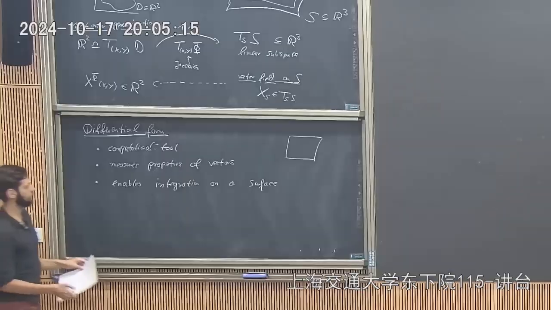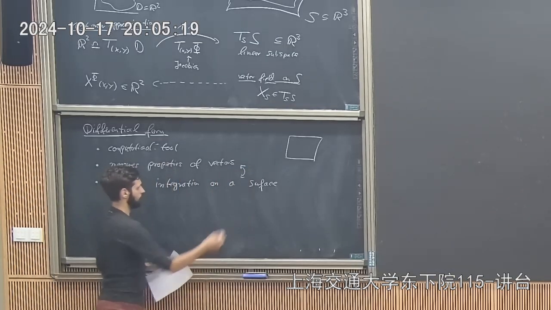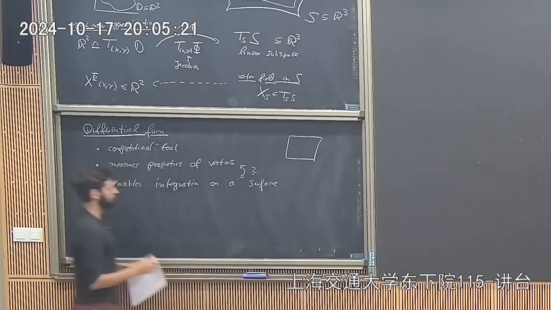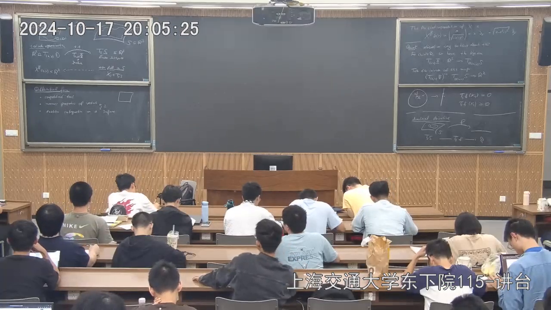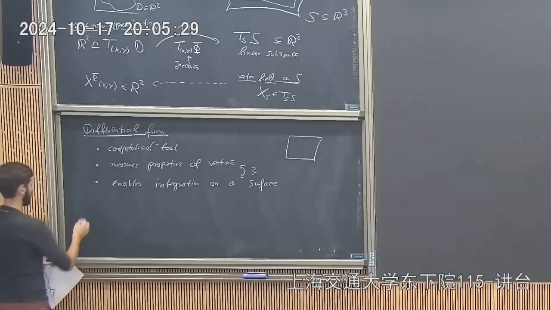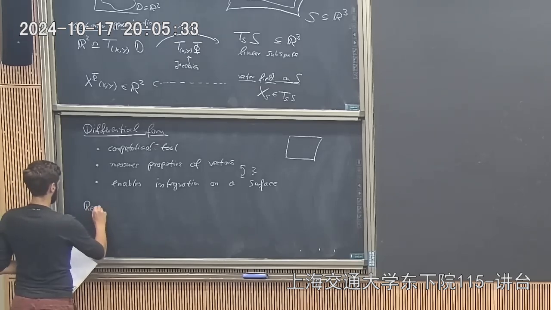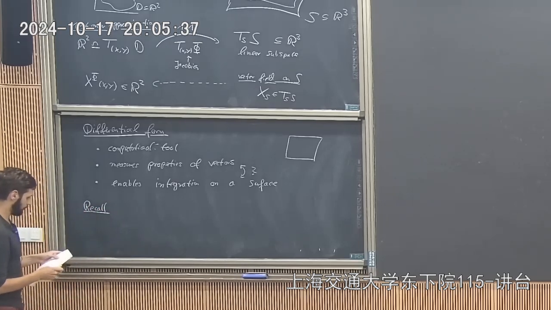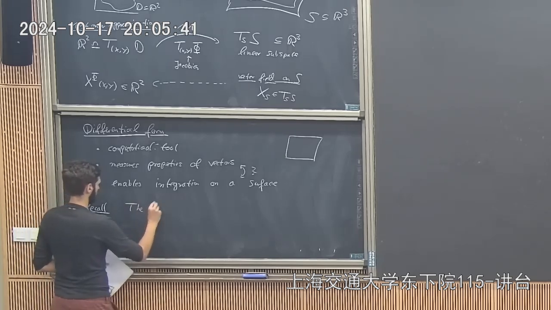And to see how both of these properties are related, a differential form is something that measures certain properties of vectors related to integration. Maybe I give you the motivation, namely that we can have the length of a curve.